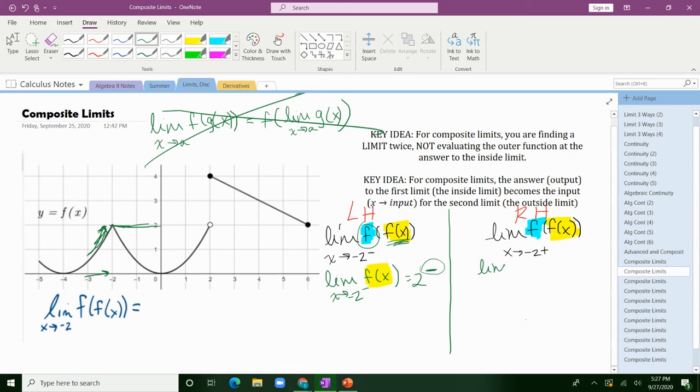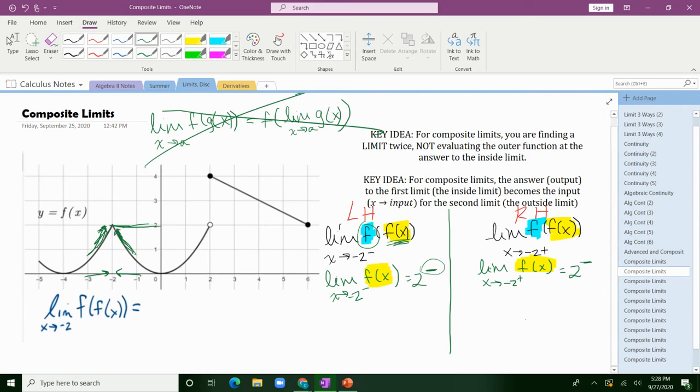Let's try from this side. The limit as x approaches -2 from the right. I'm going to start on the inside function, just like I normally would with a composition or a composite function. I'm approaching -2 from the right, so coming this way on the graph. What are my y values doing? Well, obviously the y values are approaching 2 again. And again, I am approaching the y value of 2 from y values that are less than 2.